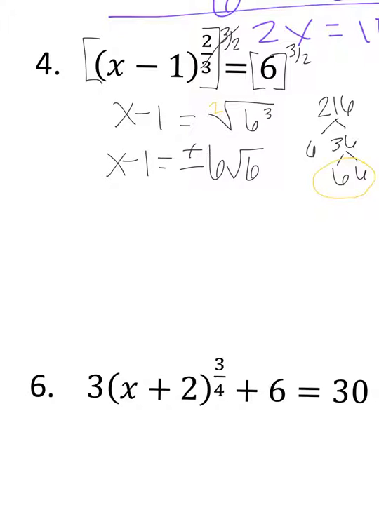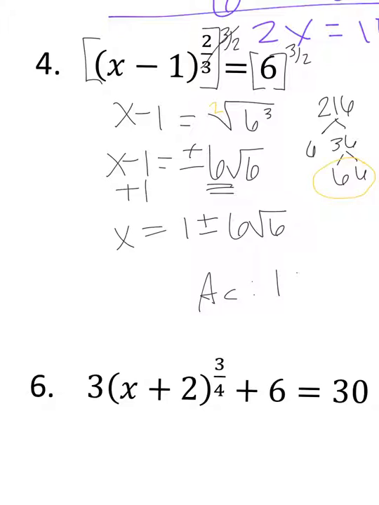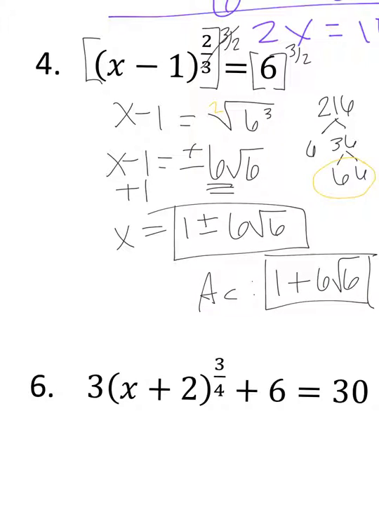So all we have left is to get x by itself. So we're going to add 1 to the other side. Notice that 1 cannot be combined with this guy because it has the root 6 attached. So we're just going to do 1 plus or minus 6 root 6. And again, if you're academic, we would accept 1 plus 6 root 6. And that's all we would require. Pre-AP, you must have both answers.